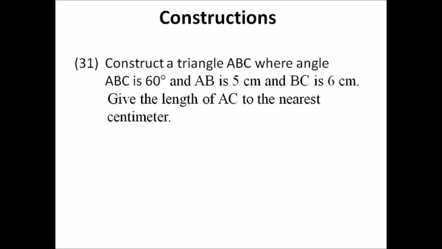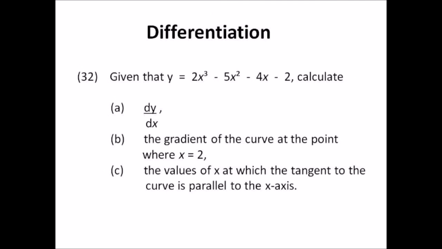Number 32, differentiation. Given that y is equal to 2x cubed minus 5x squared minus 4x minus 2, calculate dy over dx, a; and b, the gradient of the curve at the point where x is equal to 2; and c, the values of x at which the tangent to the curve is parallel to the x-axis.